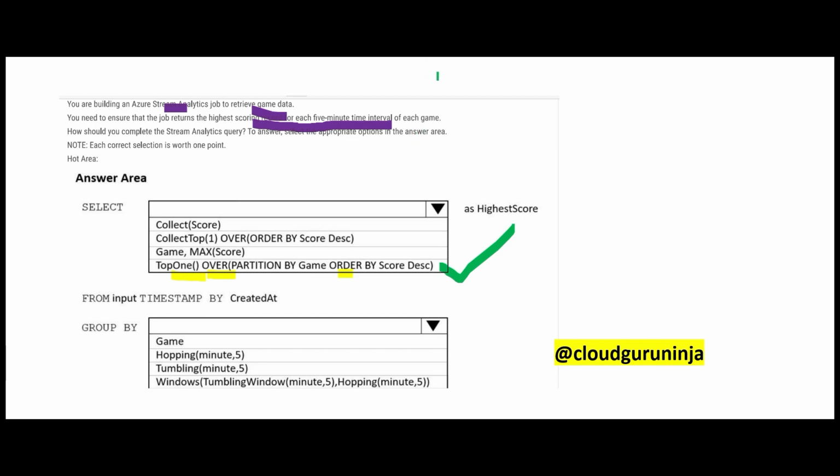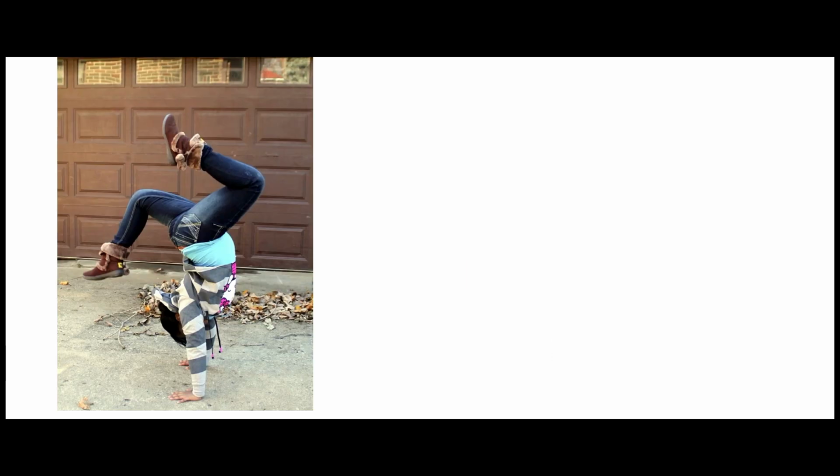Group by, we are talking about so many other options. One thing you should remember, in most of the answers for this certification, a lot has to do with tumbling window. Tumbling window is the key. This is a key concept. Most of the questions around hopping and tumbling, the answer would be tumbling.